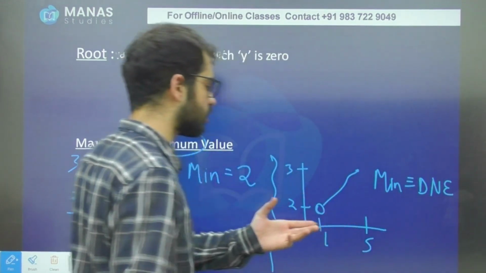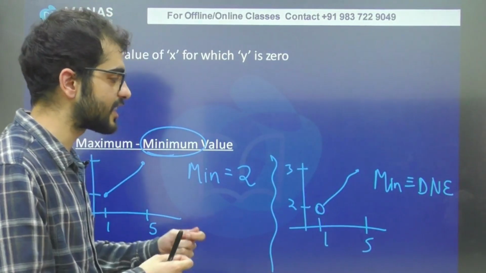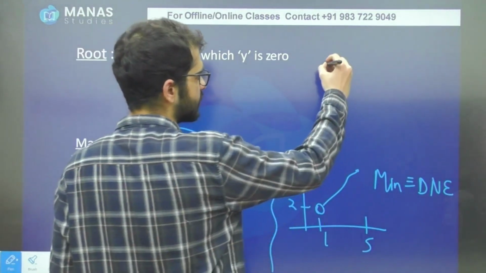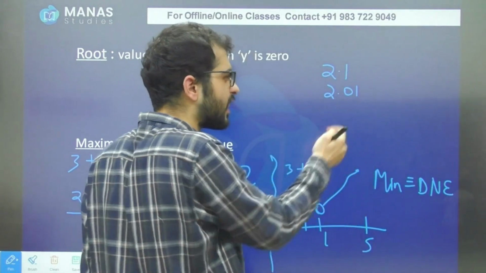It does not exist because I cannot attain a number which is closest to 0 but not 0. That is a number which is just greater than 2. Some might say that it is 2.1. No, because 2.01 is closer to 2 and greater than it.